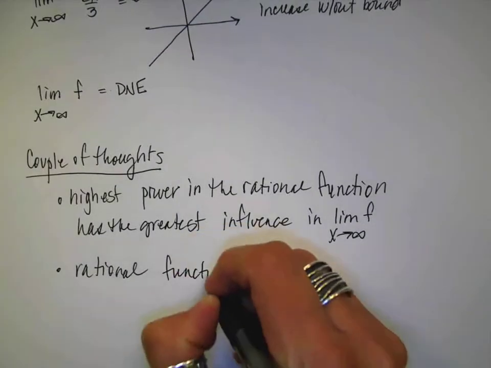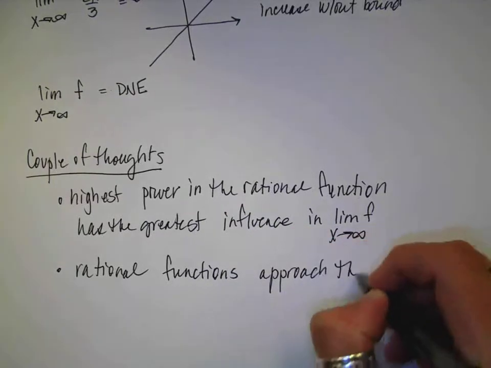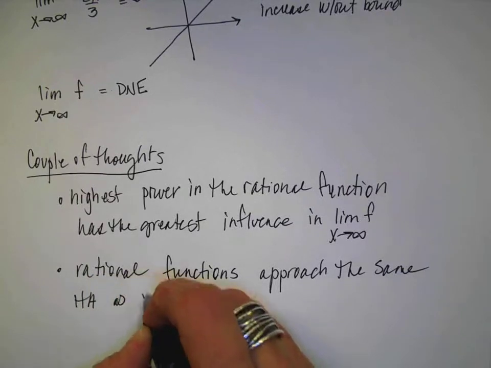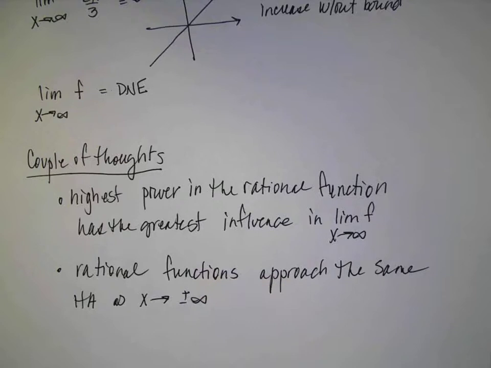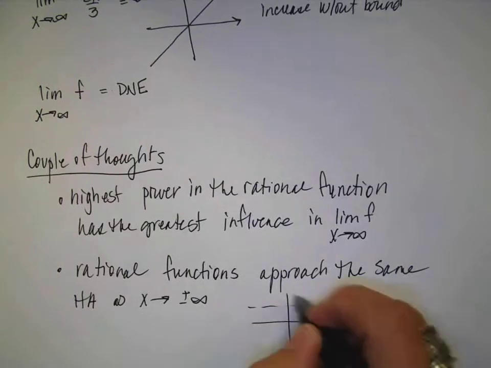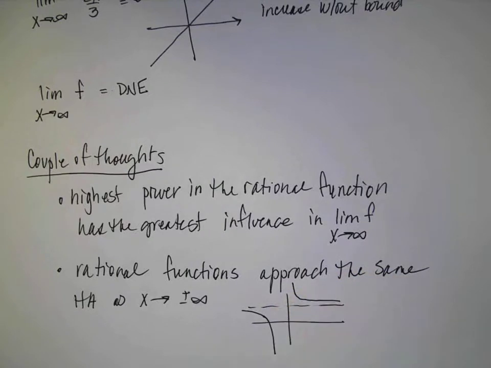The thing that's also nice to remember, and I'll move my paper up in just a sec, is that rational functions are going to approach the same horizontal asymptote as x approaches both positive and negative infinity. So just like on our example with the logistic function, sorry, that's a regular function, in a rational function I might have a horizontal asymptote, and regardless of the direction, I'm going to approach the same asymptote.